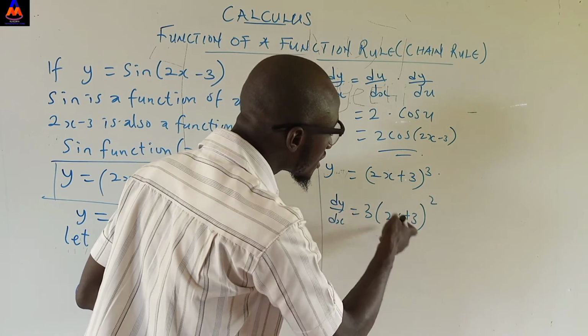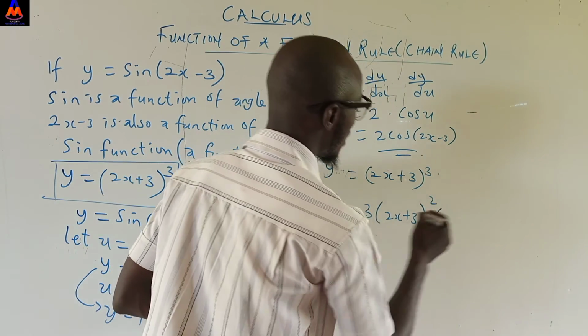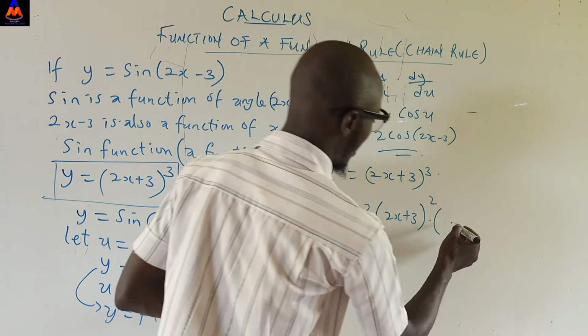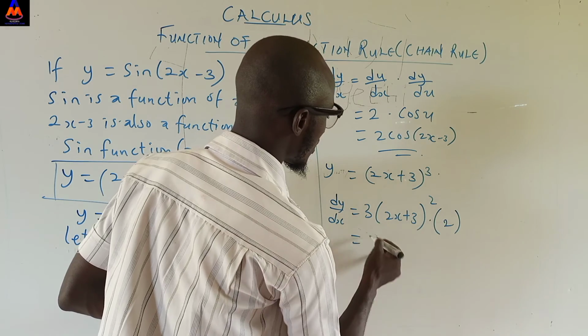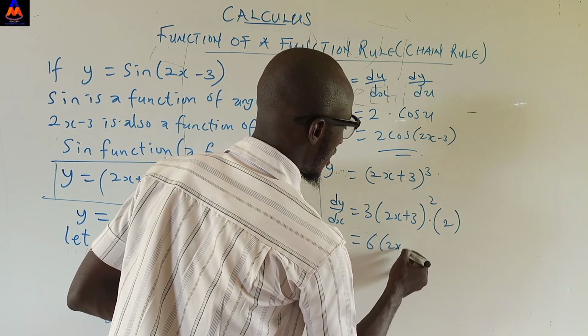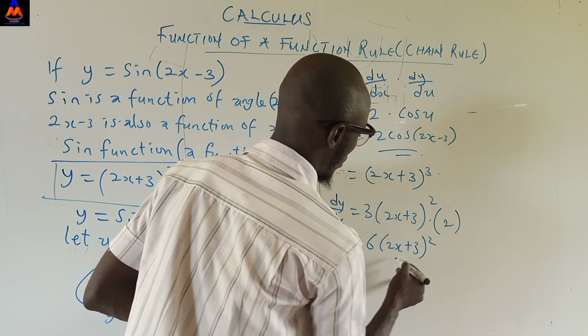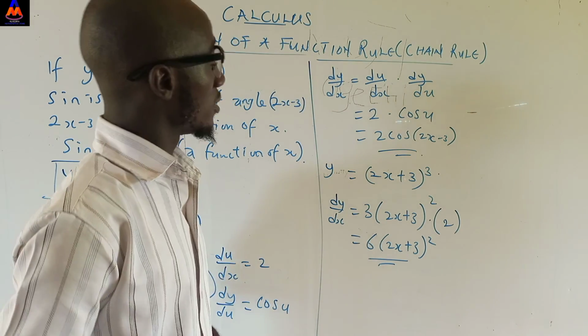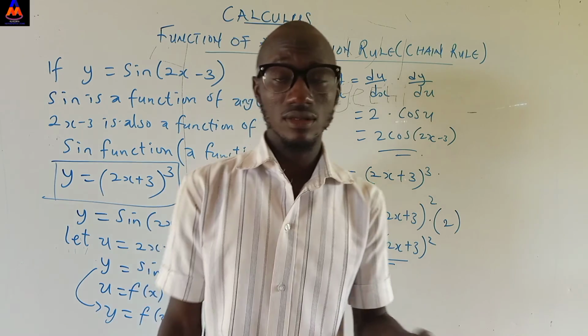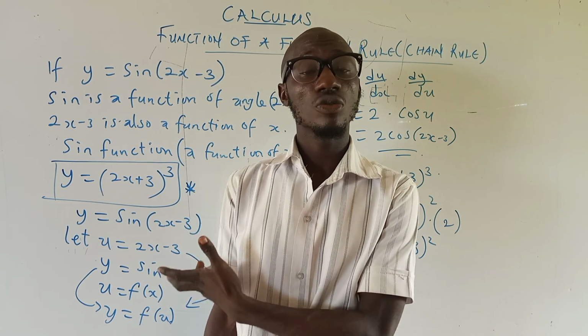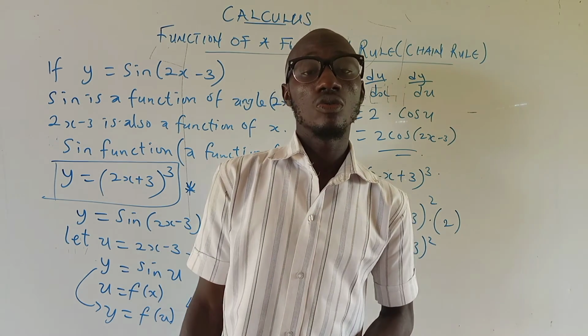Then we will now differentiate the innermost. When you differentiate the innermost, you multiply it with this, and that's going to be 2. Then this is going to be 2 times 3, 6, times (2x plus 3) squared. If you decide to use this approach, you must get the same answer. And that's the basic explanation of the chain rule. Let's continue.